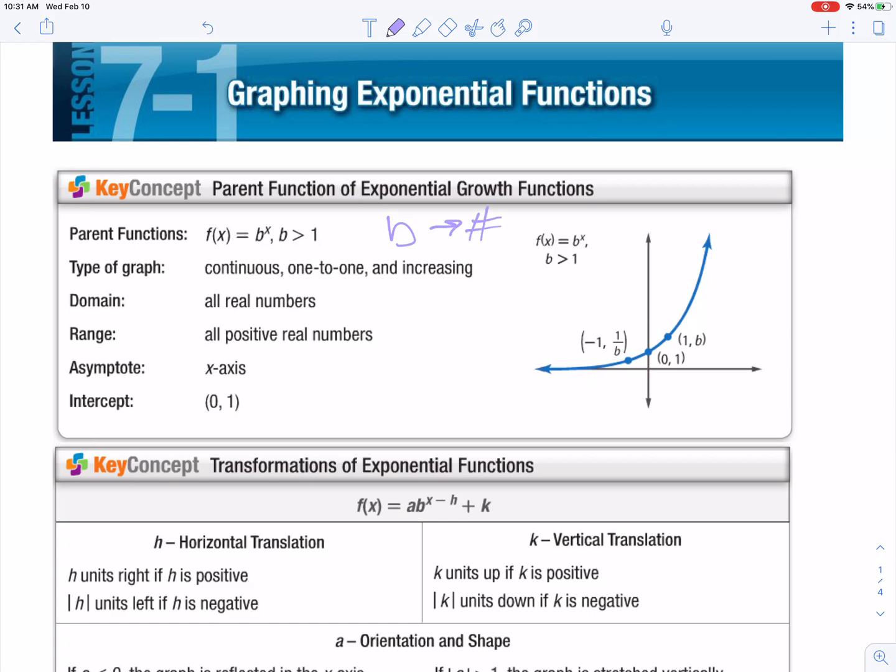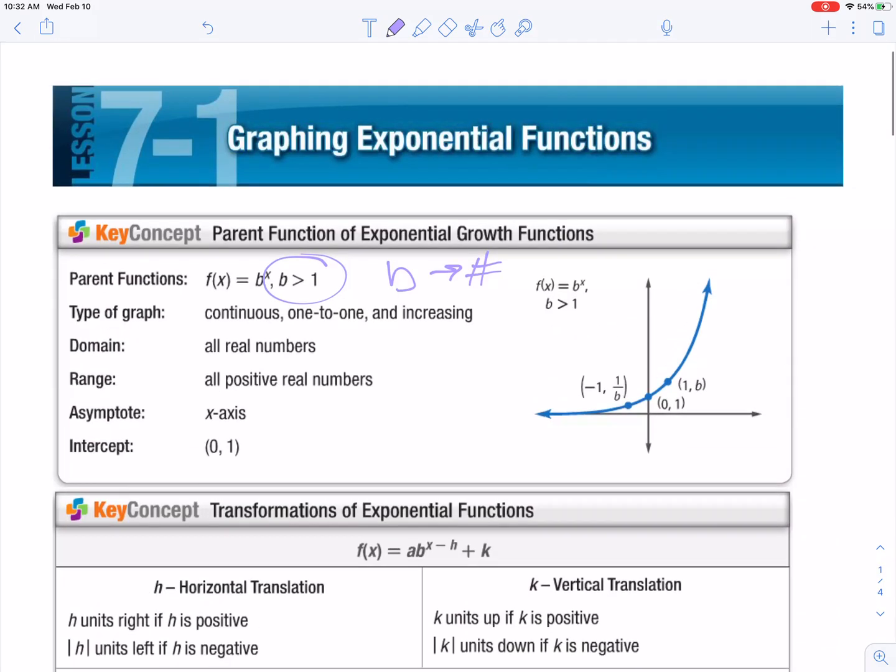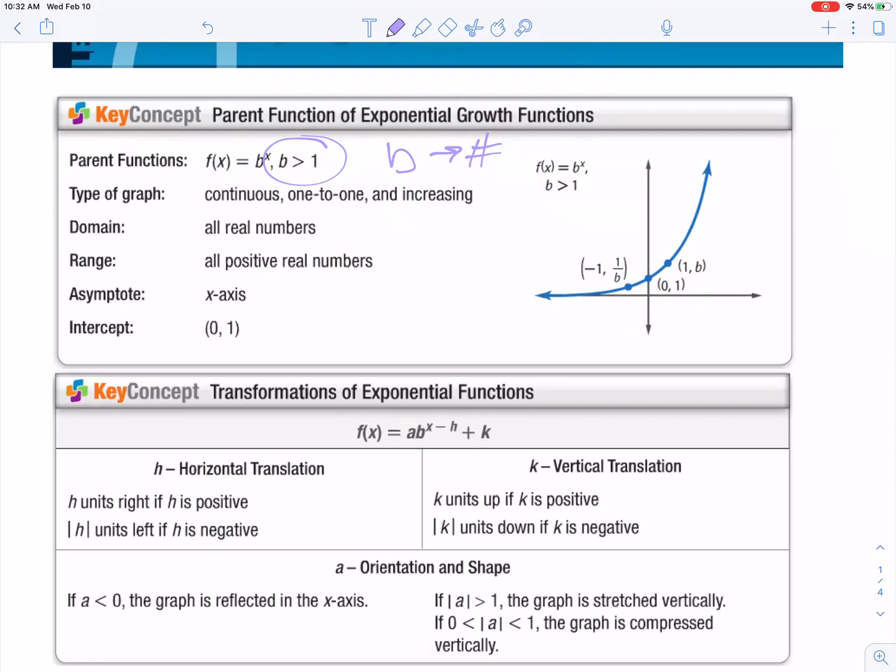But notice it has a rule. b is going to be bigger than 1. And actually the rule is that b, this is for exponential growth. So this is where you can see the graph is growing. It's going up. We're also going to have exponential decay, and that's where it'll look like that. So we'll check that out later. For growth, though, b is always going to be bigger than 1.